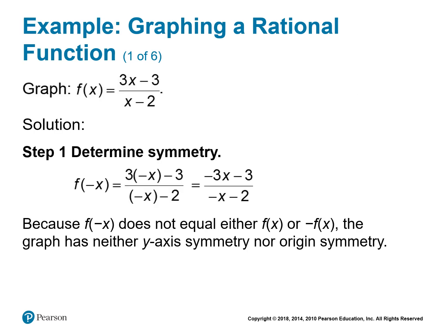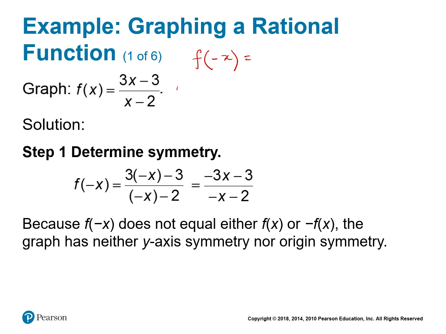Let's see how we can apply all the 7 steps that we learned before to graph the function f of x equals 3x minus 3 divided by x minus 2. All right. So the first step was to determine the symmetry. How do we do that? We substitute the x with a negative x and see if there has been any change in the f of x function.